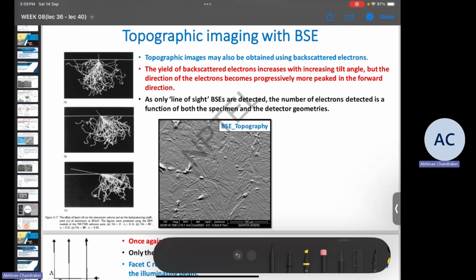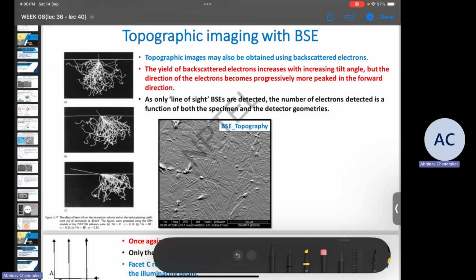In case of BSE, in contrast to SE, we know that only those backscatter electrons which are leaving the specimen at a particular angle, which is in the line of sight of the detector, can be detected by the detector. If the BSEs are coming from some other angles from the specimen, then due to their high energy, they are difficult to be deflected and they do not get detected.